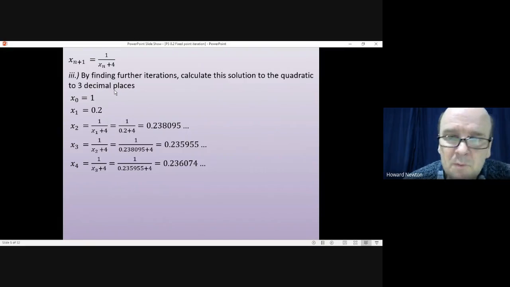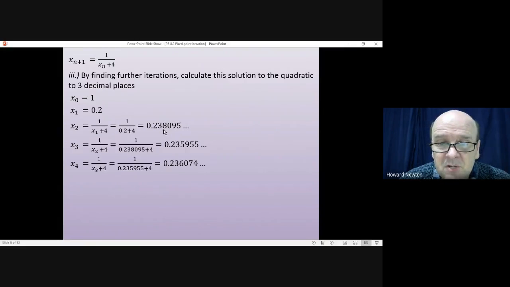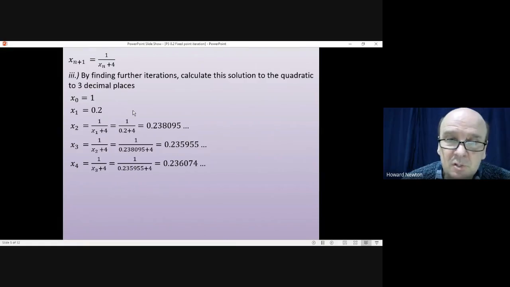But if you have a look at what we've been doing so far, we started with 1, then the next solution went down to 0.2, and the next iteration took us up to 0.238. The next iteration took us down to 0.235. The next iteration took us up again to 0.236. So these iterations are oscillating. They're going down, then up, then down, then up. What that means is that the real solution is always between any pair of solutions.